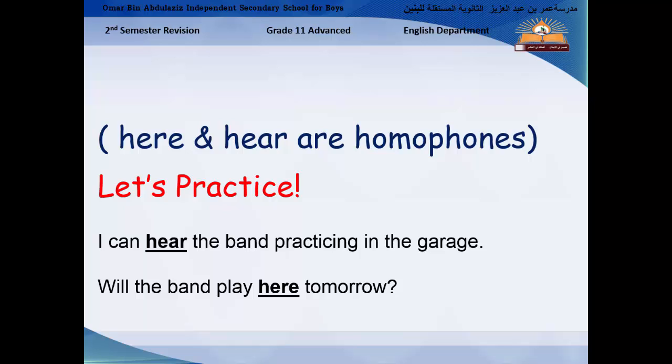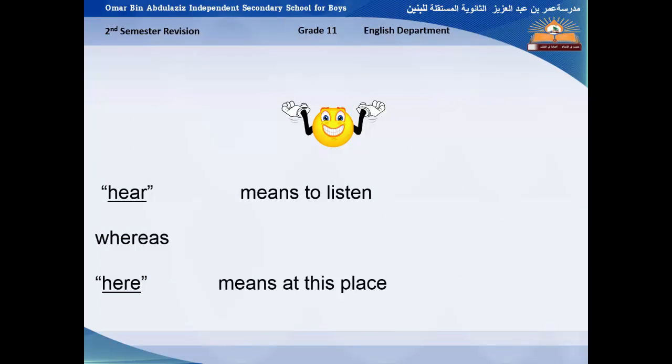Let's practice. I can hear the band practicing in the garage. Hear means to listen to the band. The second example says, will the band play here tomorrow? Here means in the same place. So hear means to listen, whereas here means at this place. We can notice that both have the same pronunciation, but both have different spelling and different meaning.